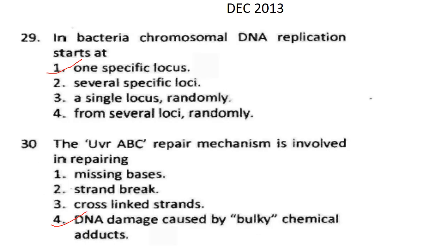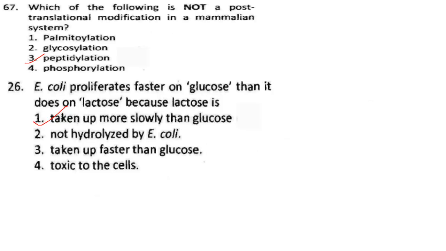Coming to December 2013. In bacteria, chromosomal DNA replication starts at one specific locus. Then the UvrABC repair mechanism is involved in repairing DNA damage caused by bulky chemical adducts. Then which of the following is not a post-translational modification in a mammalian system? It is peptidylation. Answer is option 3.